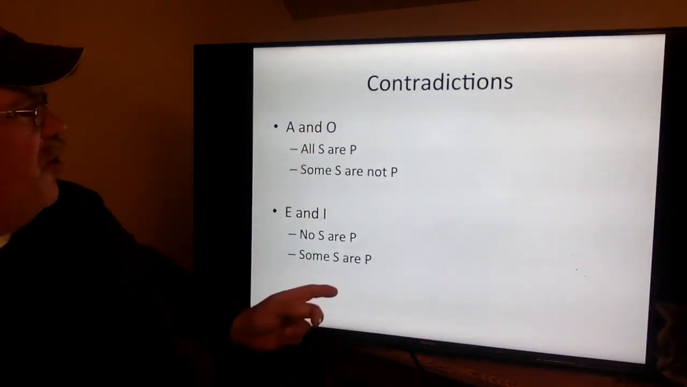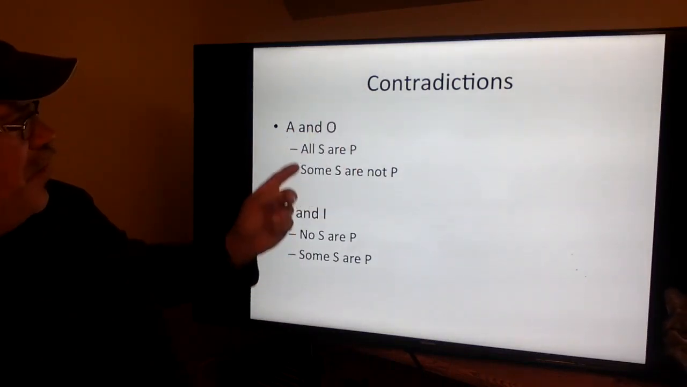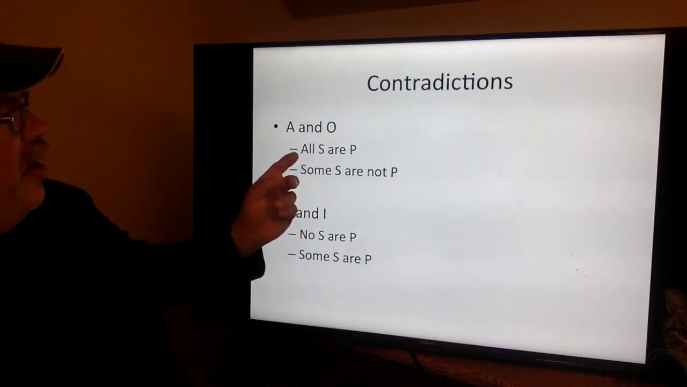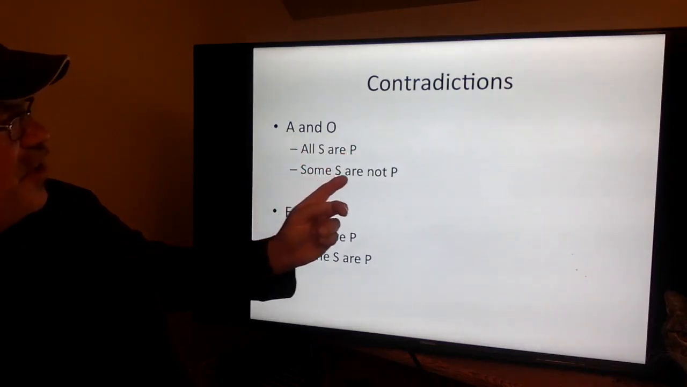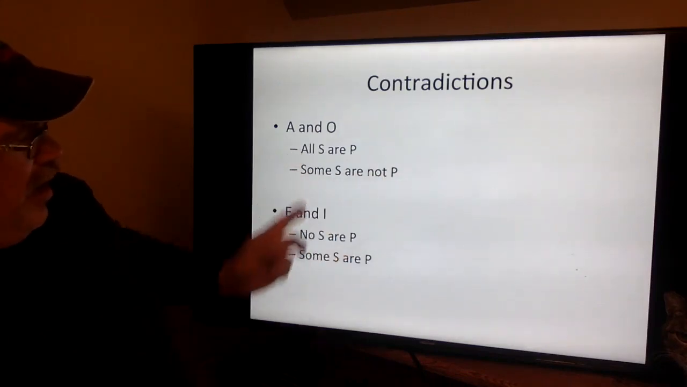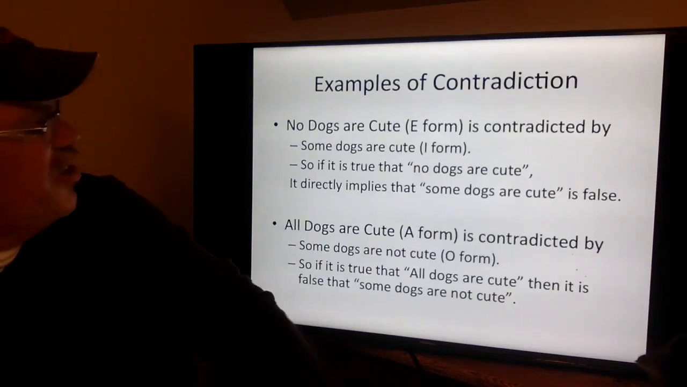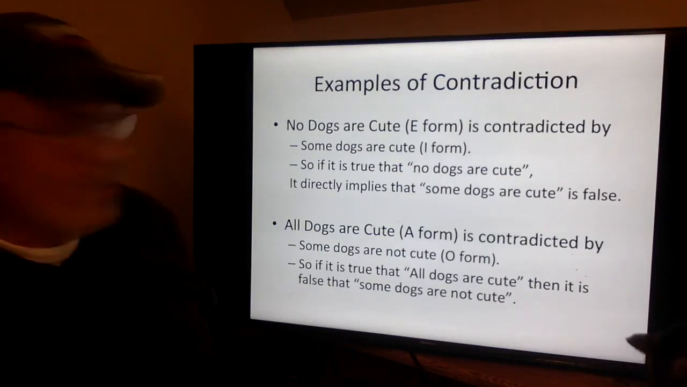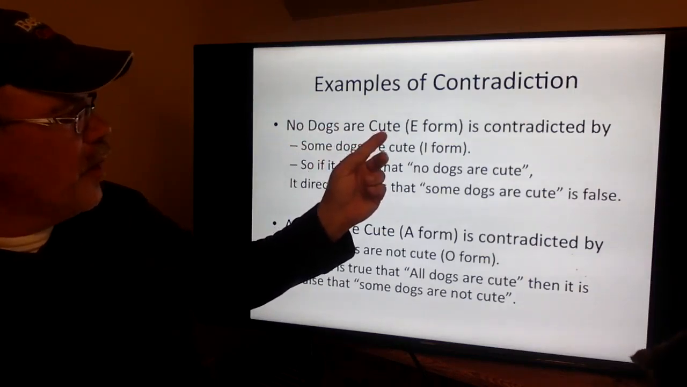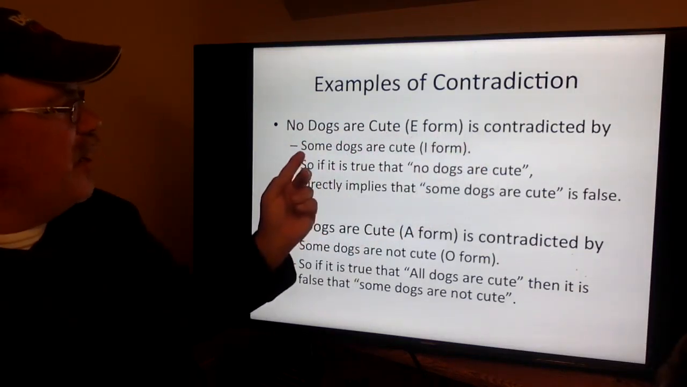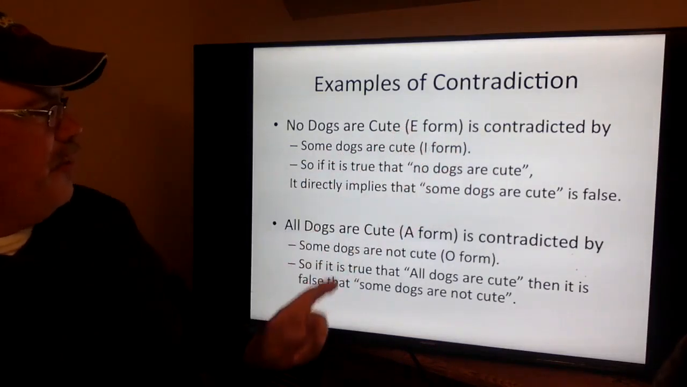Here's just summarizing all of that. A and O are contradictory to each other. So for any subject and predicate, the contradiction of "all subjects are predicates" is "some subjects are not predicates." And likewise for the E and the I. So when we look at some examples, "no dogs are cute" is contradicted by "some dogs are cute." So the E is contradicted by the I.